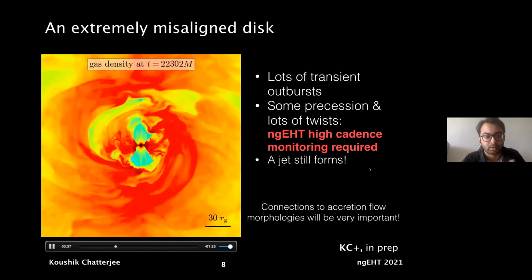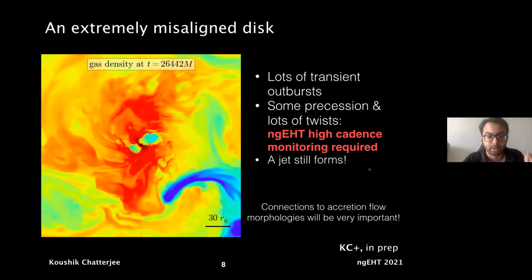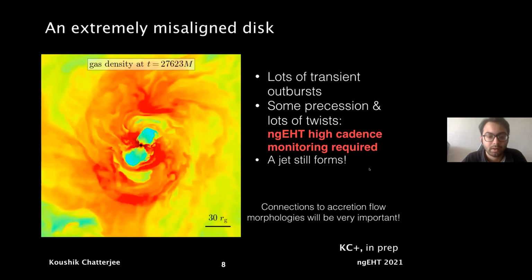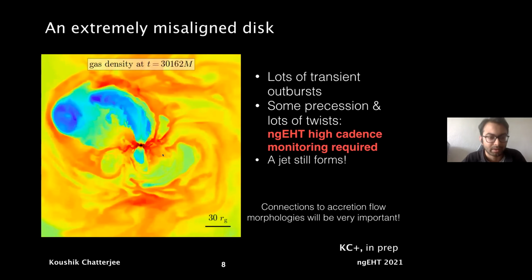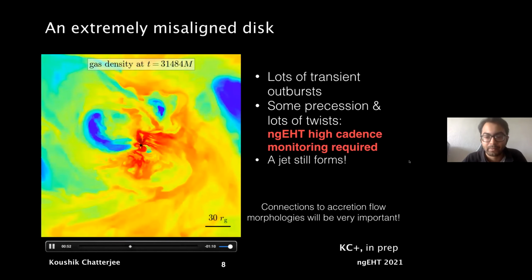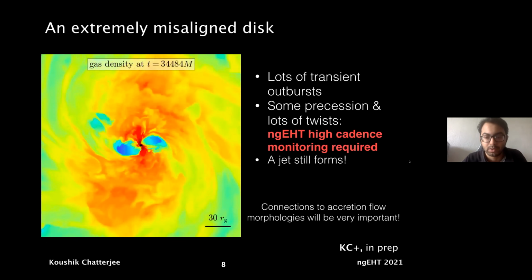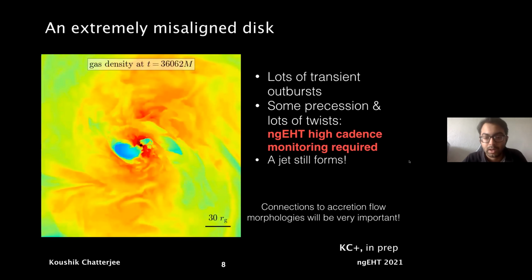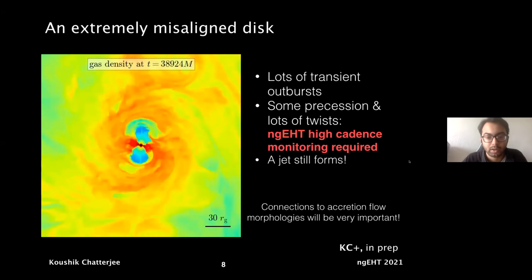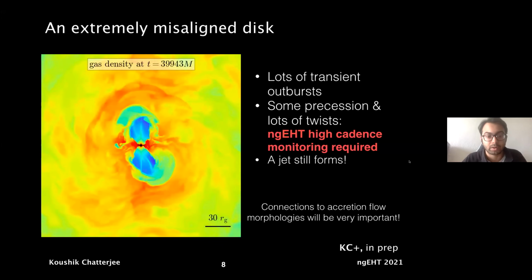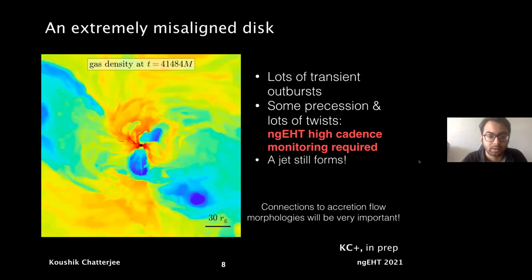However, once you run the simulation long enough, the jet still forms when the disk has attained an equilibrium state. For example, that's an outburst right there. But the important thing is that with these sorts of initial conditions or initial disk configuration, connections to other types of accretion flows, such as Bondi-like flows, would be very important, just because the jet-disk or jet-accretion flow interaction would be very, very interesting in those systems.